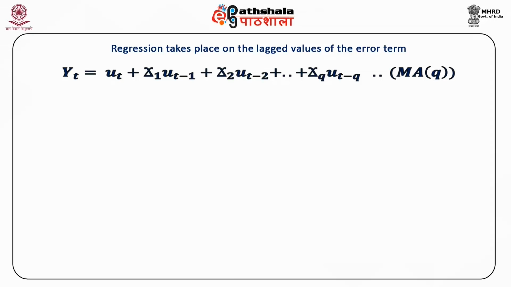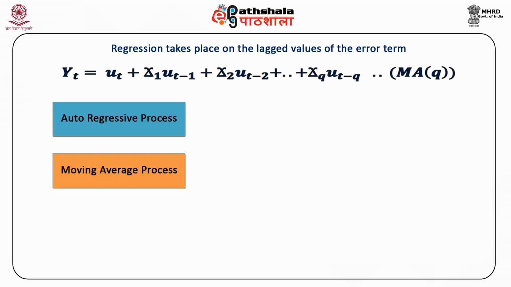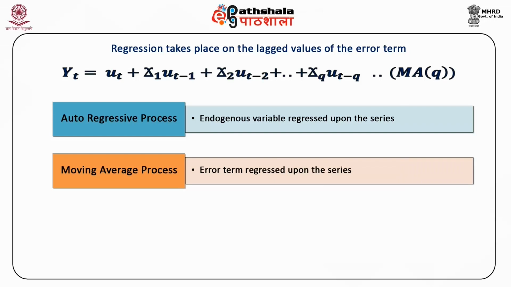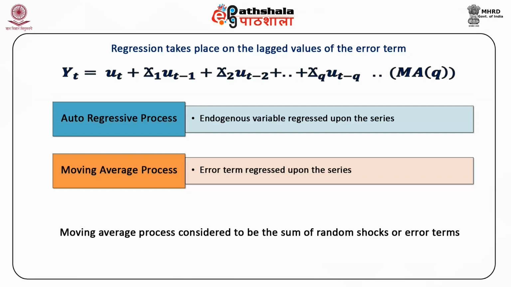A point of difference that needs to be noted between the autoregressive process and the moving average process is that in case of the former, the endogenous variable is regressed upon the series, while in case of the latter, the error term is regressed upon the series. Therefore, we can consider the moving average process to be the sum of random shocks or the error terms.